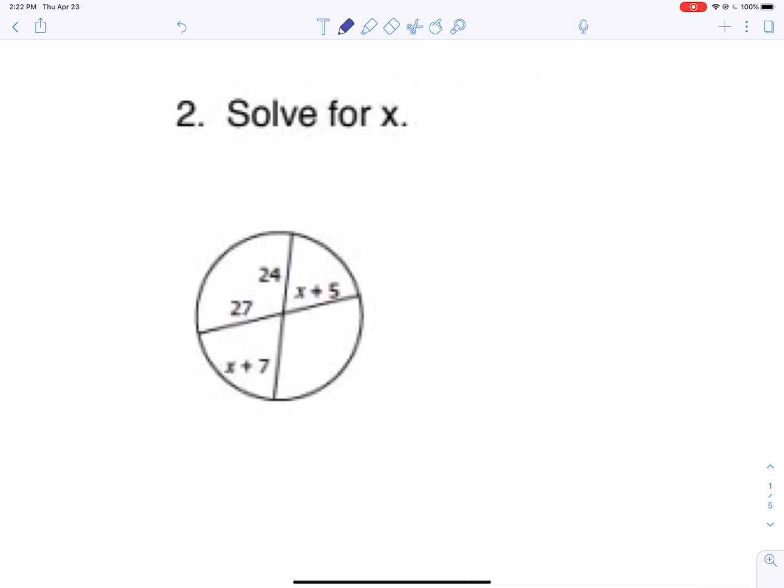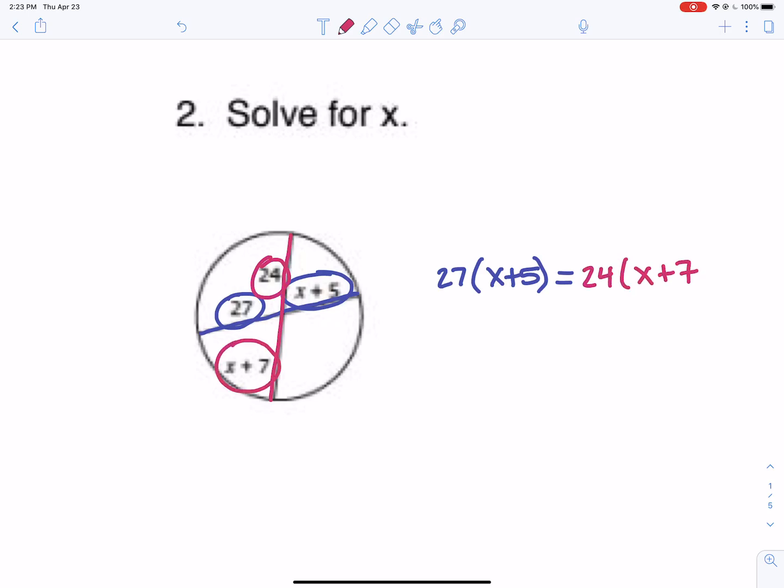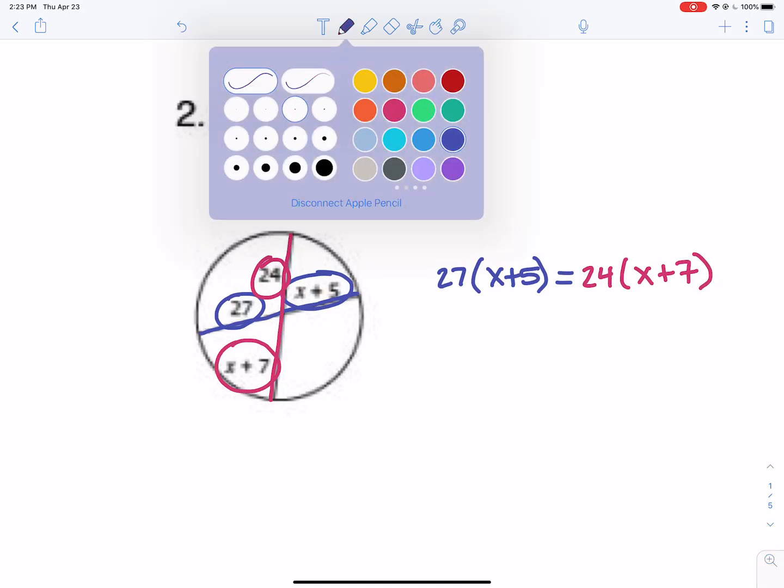Example 2 is another type 1 problem, so the same thing would happen here. We have 27 times x plus 5, because those are on the same chord. We multiply those two segments together, and then that would equal 24 times x plus 7, because those are on the same chord as well. We multiply them together, and then we just need to solve for x after that.